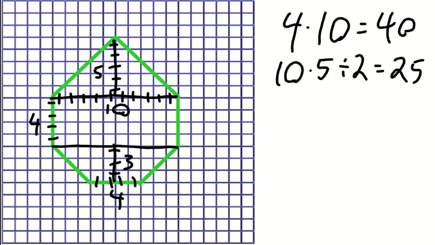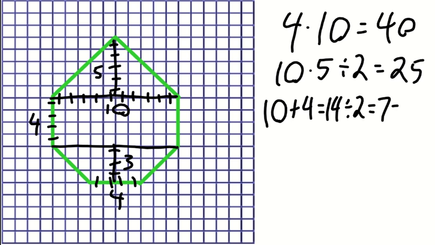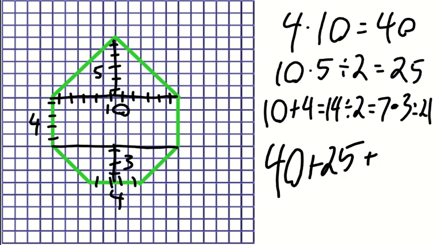Trapezoid, a little trickier. What are my two bases? 10 and 4. So we do 10 plus 4. That's 14. Divide by 2. That's 7. Times the height, that's 21. Then we add them up. 40 plus 25 plus 21, that would give me 86. Okay?